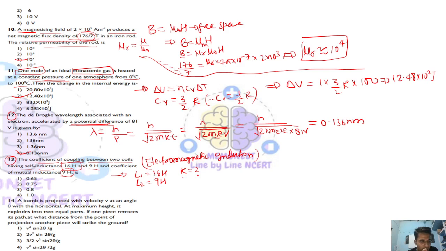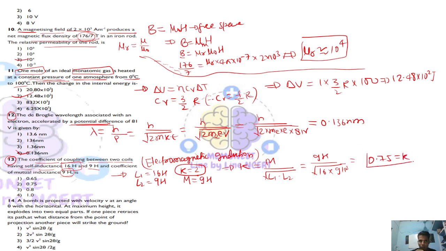Okay, the other value, mutual inductance M, is given to be 9 Henry. You need to find K. We know that K can be calculated using M upon under root of L1 into L2. Here M is 9 Henry upon root of 16 into 9 Henry squared. When you solve it out, it becomes simply 0.75. So the K value, meaning the coefficient of coupling between these, will be 0.75, meaning option second will be correct.